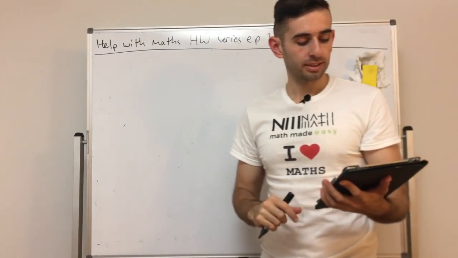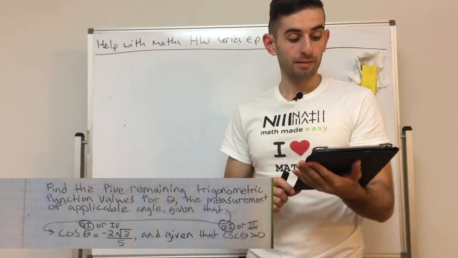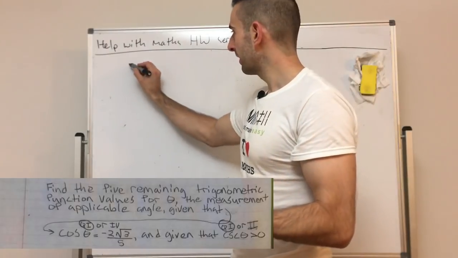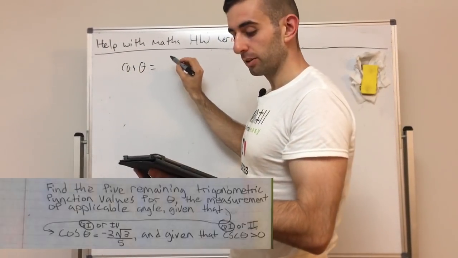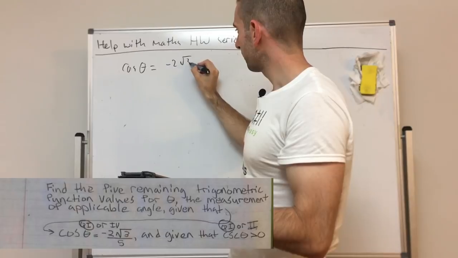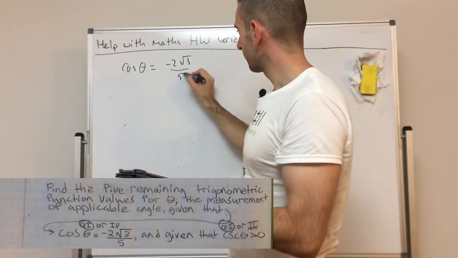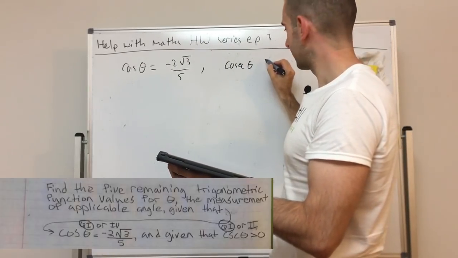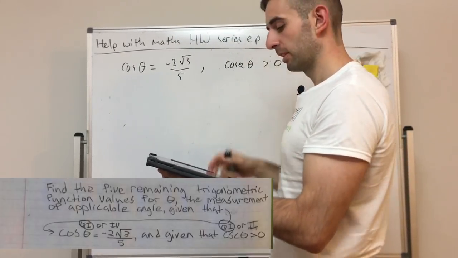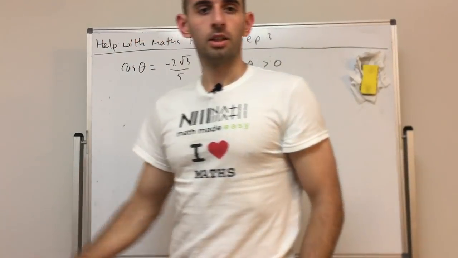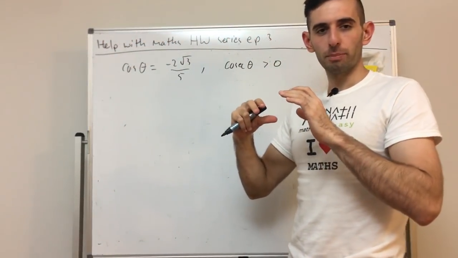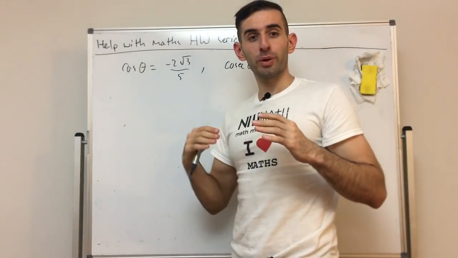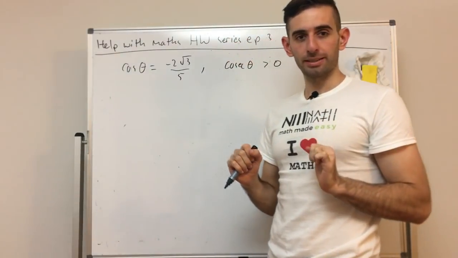Okay, so the first question is: find the 5 remaining trig function values for theta given that cos theta equals negative 2 root 3 on 5 and cosec theta is greater than 0. Alright, so this is part of the topic, find the value of a trig ratio given another. First off, we need to know what quadrant we're in.